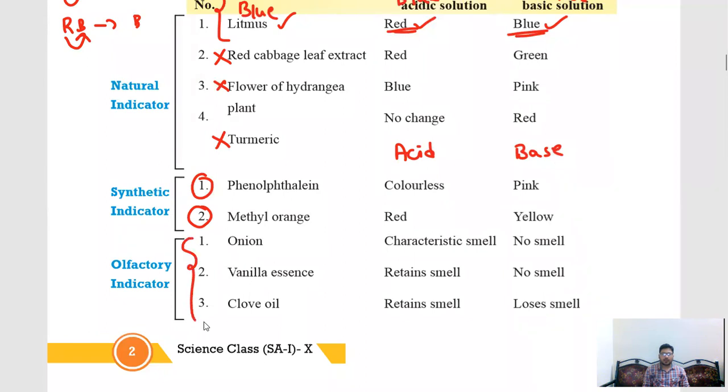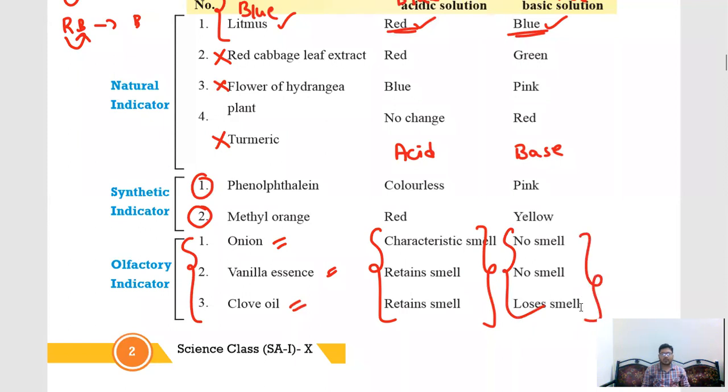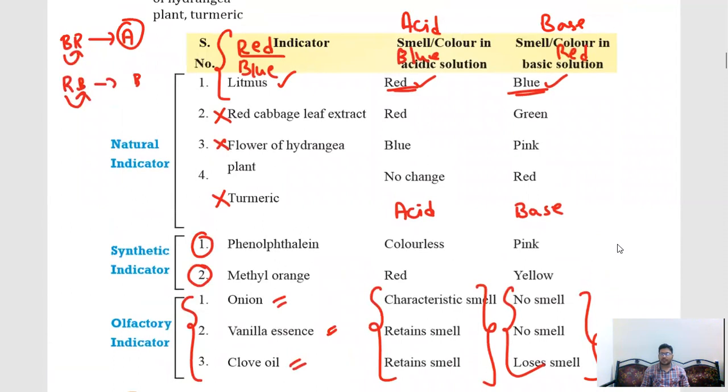Then we have three olfactory indicators: onion, vanilla essence, clove oil. You see, guys, if you add these indicators to acids, you can observe a change in smell. But if you add them to a base, there is no smell. So if there is no smell, we can say that the solution is a base. If you find onion smell, vanilla smell, clove smell, you can say that it is an acid. So these are the color changes in indicators.